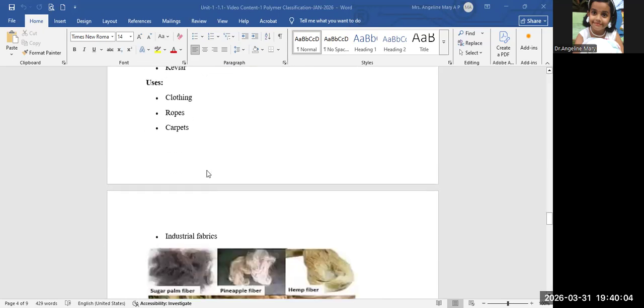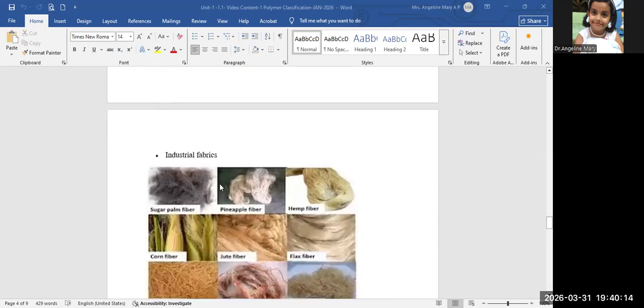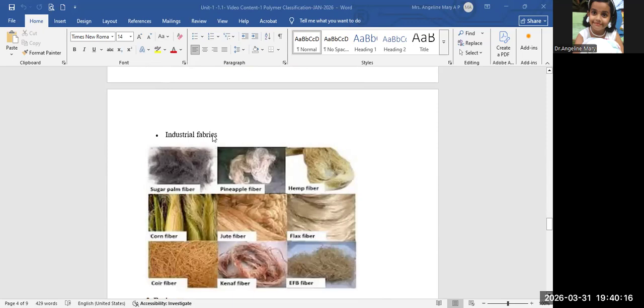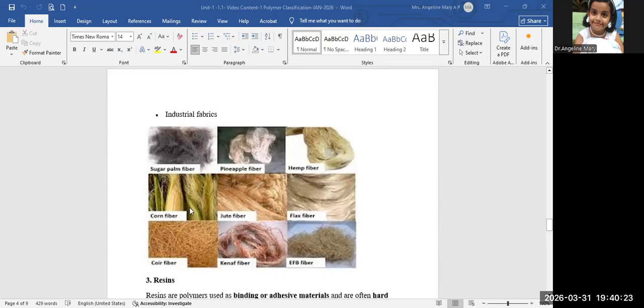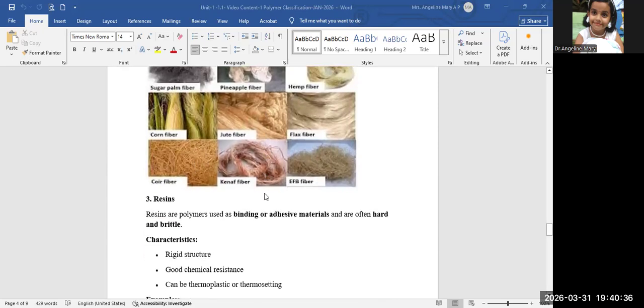Fibers are used in clothing, that is the textile industry, ropes and carpets, and also industrial fabrics. These are some examples: corn fiber, coir fiber, flax fiber, hemp fiber, pineapple fiber, and jute fiber. These are some examples of fibers.